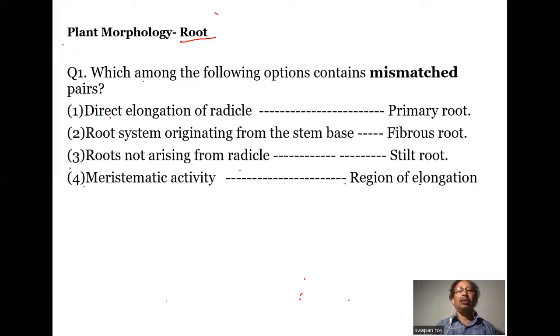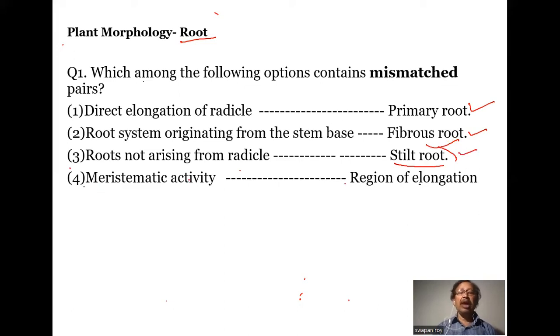Here, 1. Direct elongation of radicle is the primary root. Correct. Root system originating from the stem base is fibrous root. Correct match. Root not arising from the radicle is a stilt root. Stilt root is one of the types of adventitious root, so it is correct.